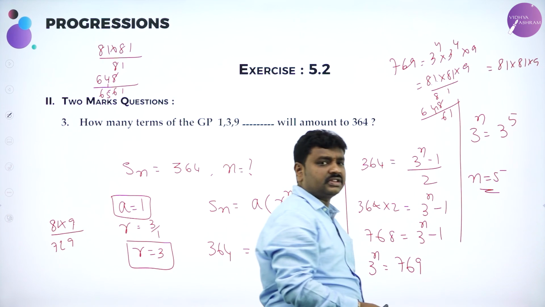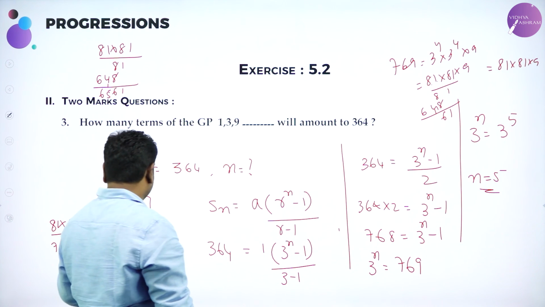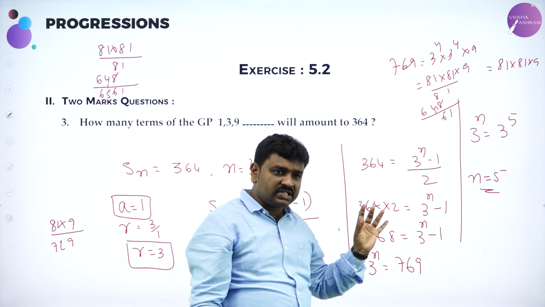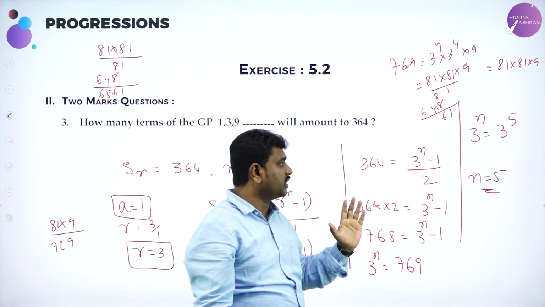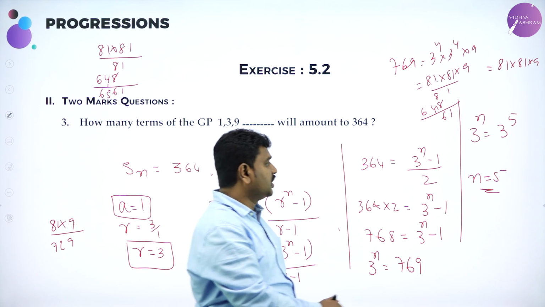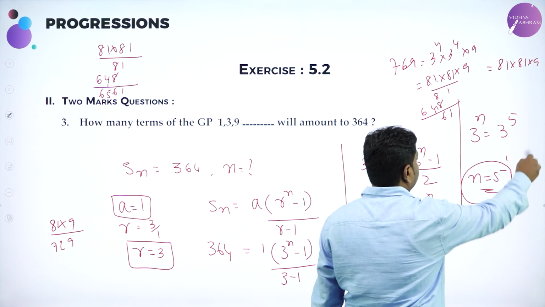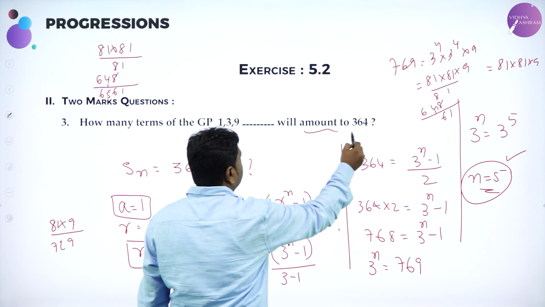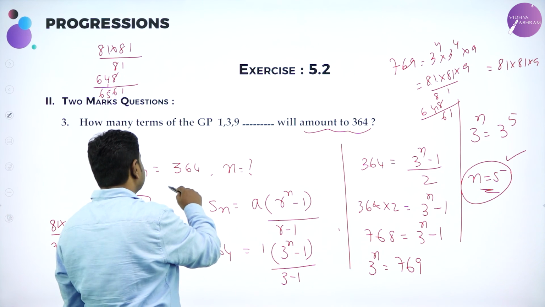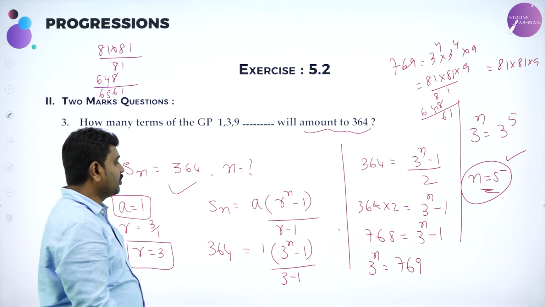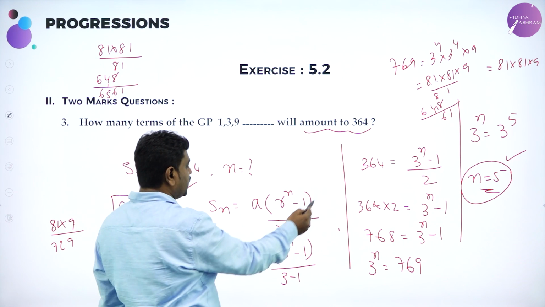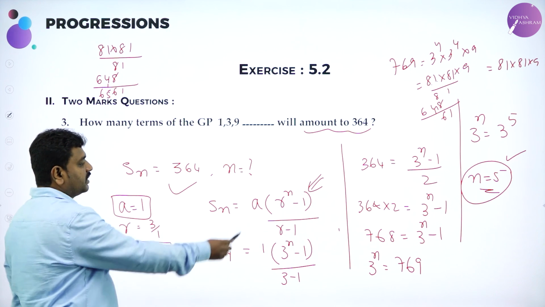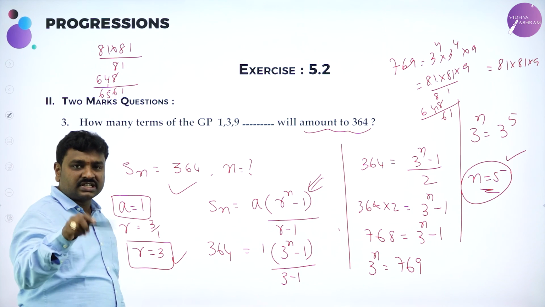So keep multiplying 3 until you get the value called 729. So 3 threes are 9, 3 nines are 27, 3 twenty-sevens are 81, into 9 becomes 729. So I can write this. Bases are same, equate the powers, you will get the value of n. So hope all of you understood this. They want sum will amount to, which means what? Sn they give. So Sn, what is the formula? A into r power n minus 1 by r minus 1. I can use this formula because my r value is greater than 1. When r is greater than 1, r comes first. If r is less than 1, 1 comes first.